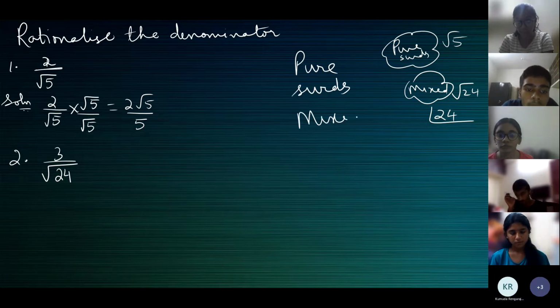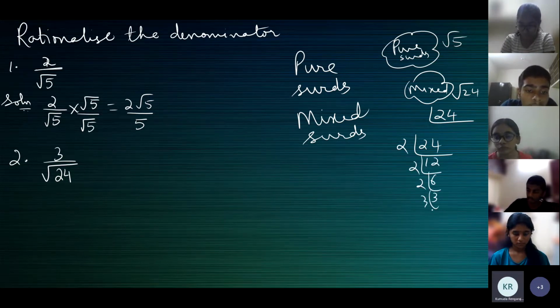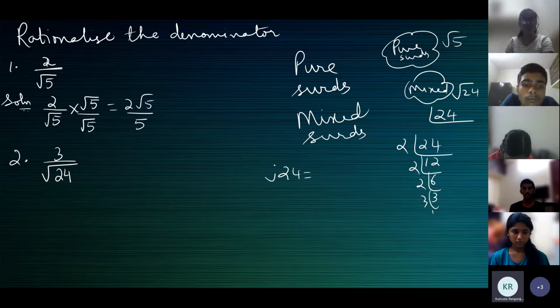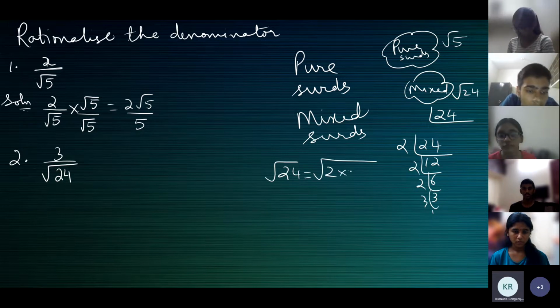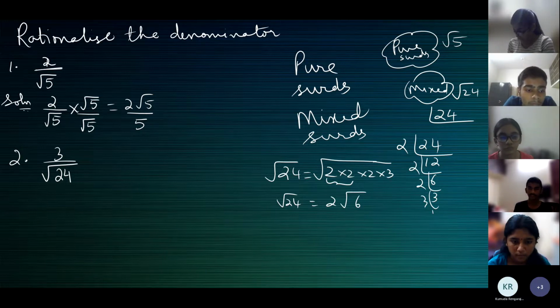Mixed surds. Now 24 is a mixed surd because 2 12s, 2 6s, 2 3s, 3 1s. Children, I have not still answered question number 2. Just listen to this. I'll tell you what to write. Square root of 24 is equal to square root of 2 into 2 into 2 into 3. So from these two 2's, one 2 will come out. So square root of 24 is 2 root 6. Do we all understand that? Take your time. Yes, ma'am.